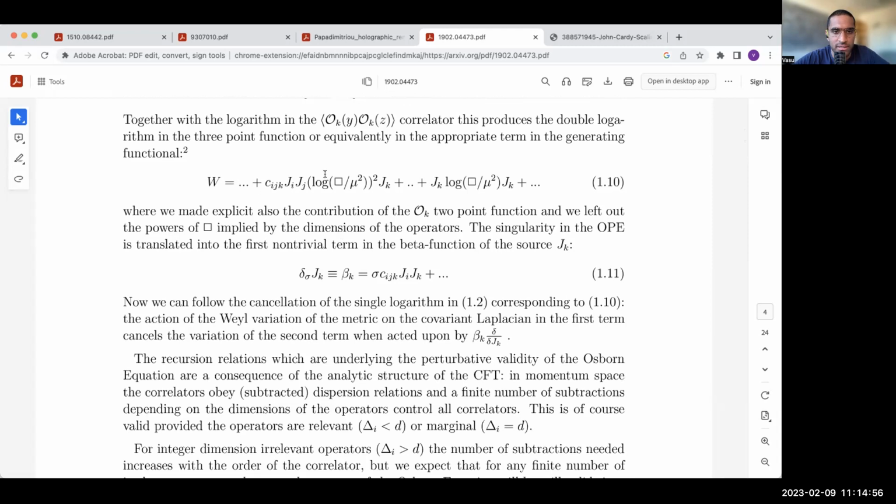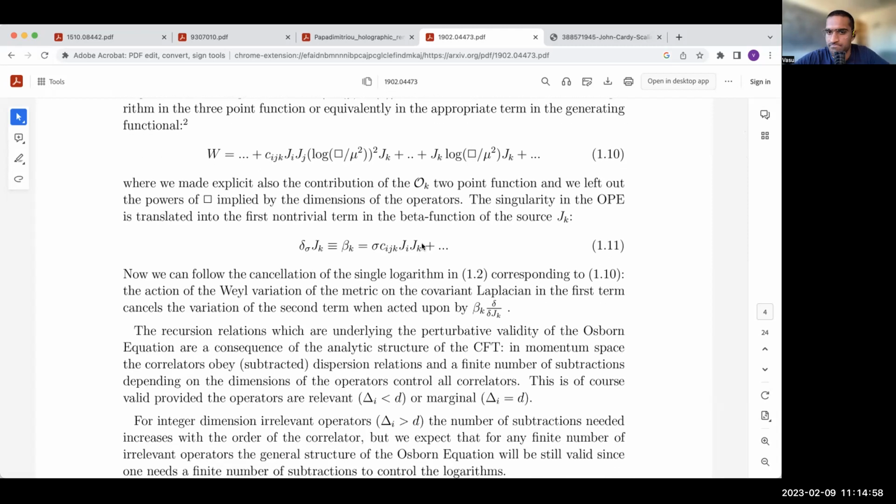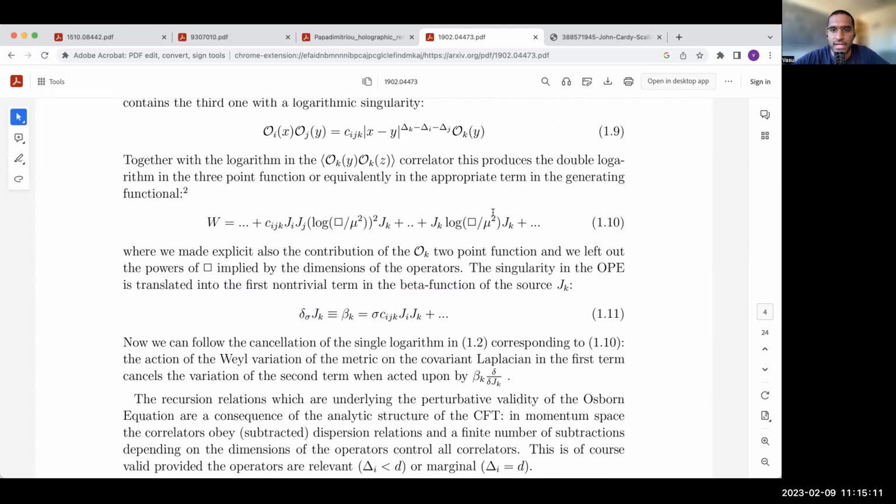But to see what's going on here, they very quickly show the result that we just derived. They say the singularity in the OPE is translated into the first non-trivial term of the beta function for the source J^K. So the Weyl variation, when acting on this object, we think about as the variation with respect to the scale mu squared. And you see that the variation with respect to the scale mu squared is just one of these things, and proportional to this here.